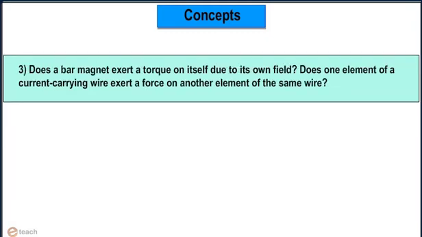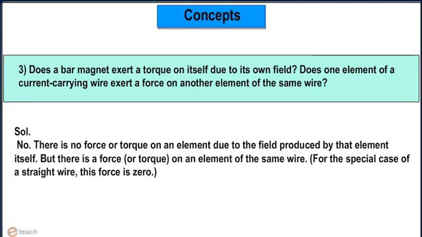Number 3. Does a bar magnet exert a torque on itself due to its own field? Does one element of a current carrying wire exert a force on another element of the same wire? Solution. No. There is no force or torque on an element due to the field produced by that element itself. But there is a force or torque on an element of the same wire. For the special case of a straight wire, this force is zero.